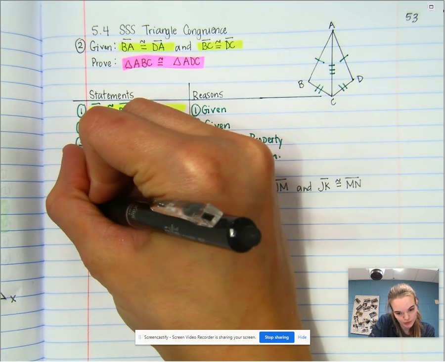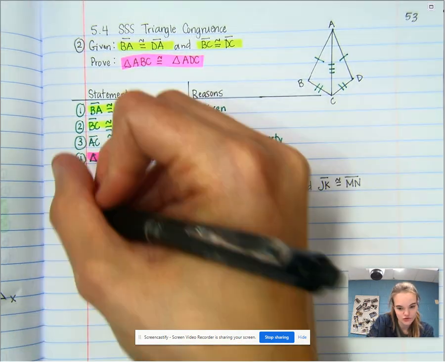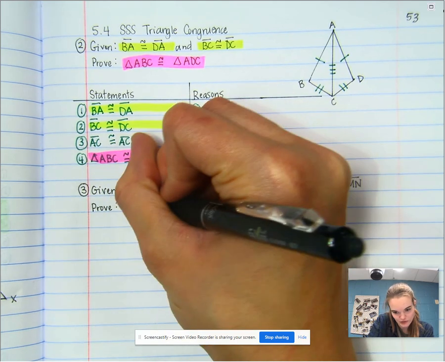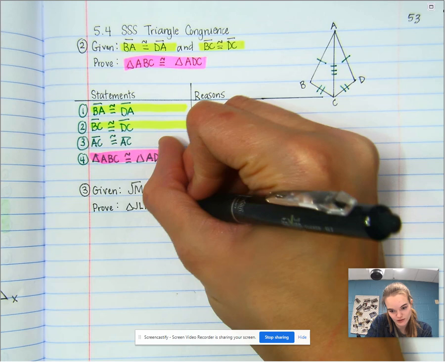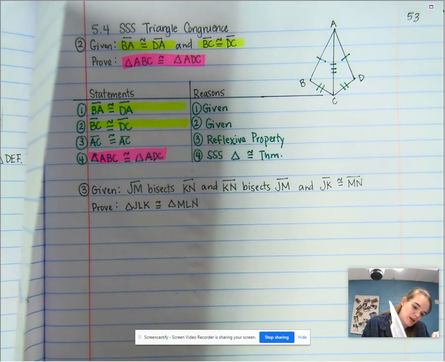Okay, we're supposed to prove triangle JLK is congruent to triangle MLN. You might even have had the same letters. I didn't get it from the same people.